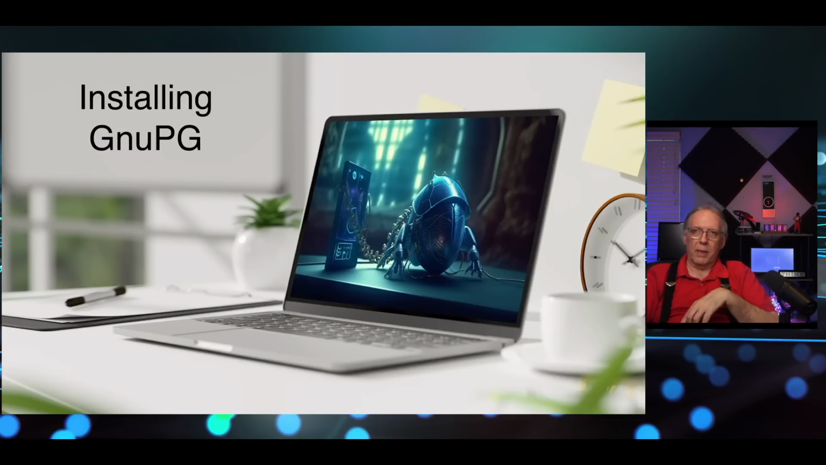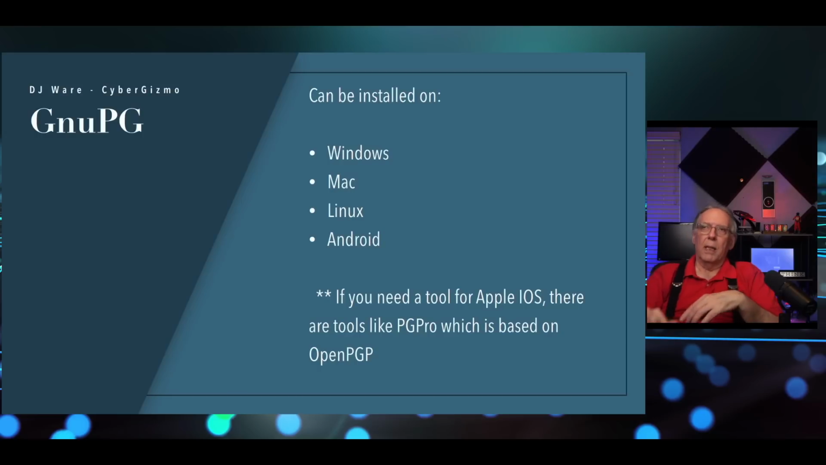If you're installing GnuPG for the first time, where can you install it? Well, there are copies of GnuPG available for Windows. It will also work on Mac, Linux and Android. There is not one for iOS, but if you do want one, there is one called PGP Pro, and that's based on the OpenPGP standard, so you can use that. By the way, those are compatible with each other.